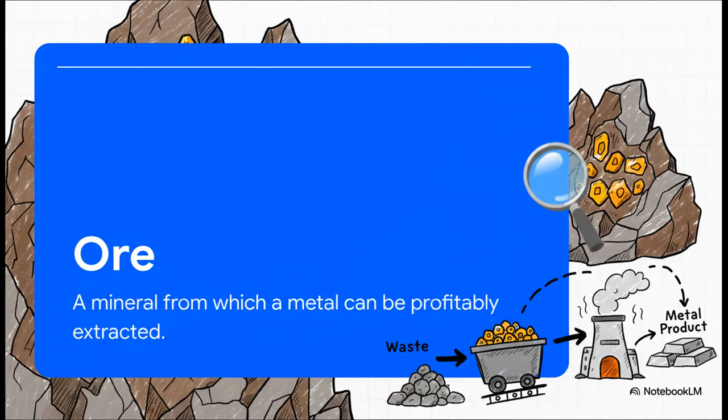But here's the catch. Just because a mineral has some metal in it, it doesn't mean we can use it. It's only useful if we can get the metal out easily and without spending too much money. And that's what we call an ore. So an ore is a very special kind of mineral. It's the one from which we can extract the metal profitably. Remember that word profitably. It's very important.